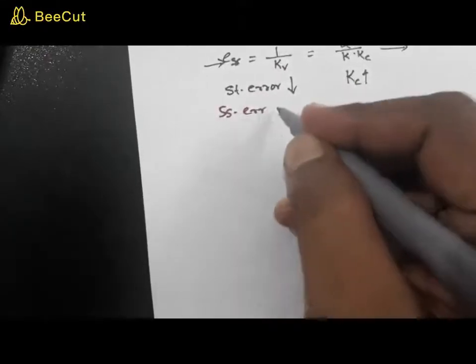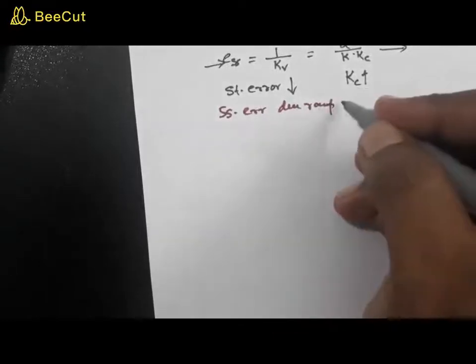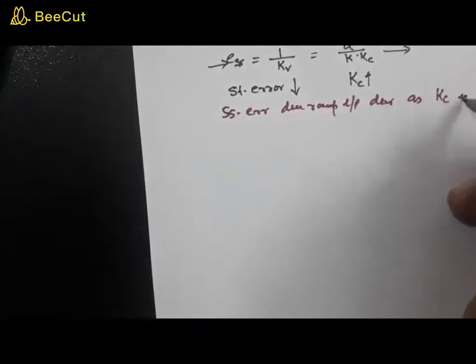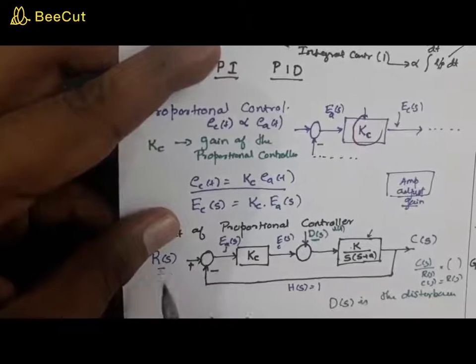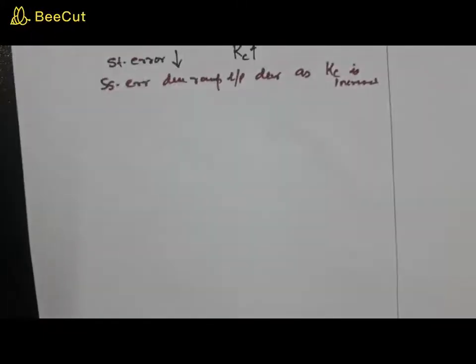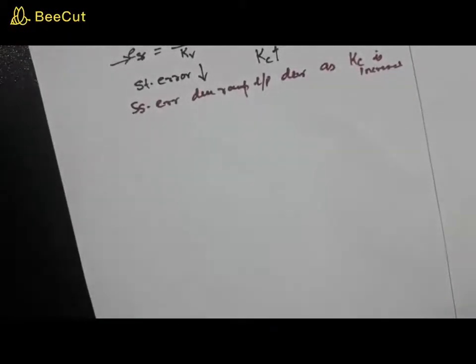So we got two important inferences. The inference here also is that the steady state error due to ramp input decreases as kc is increased. In both the cases, for the disturbance as well as for the input, if you increase this gain, the steady state error drastically reduces. That's a very good point, and one of the advantages of this proportional controller.